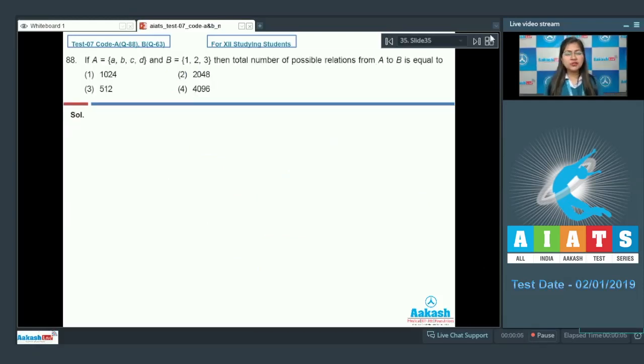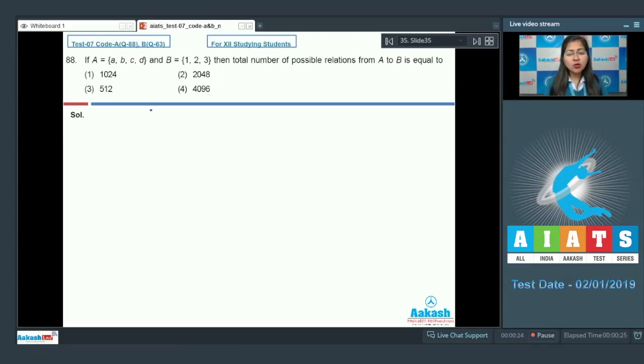Next is question number 88, which says that if A is equal to the set {a, b, c, d} and B is the set equal to {1, 2, 3}, then total number of possible relations from A to B is equal to. This question is really very easy.